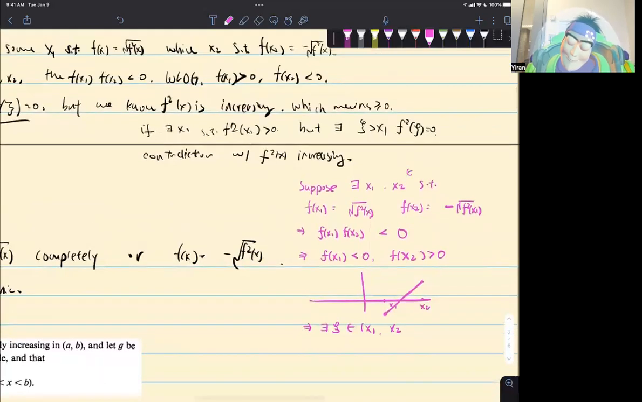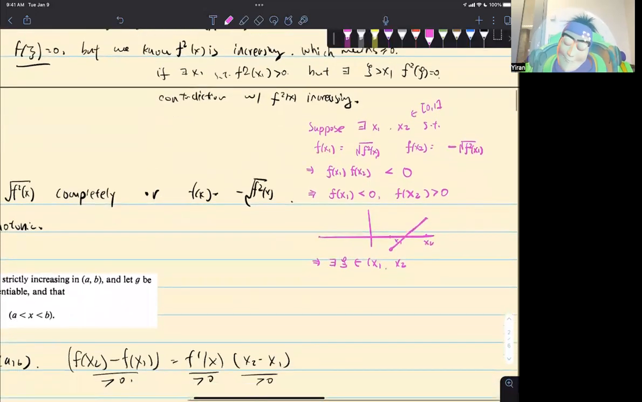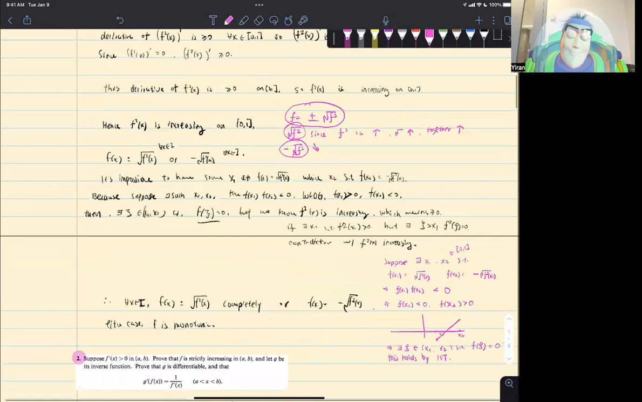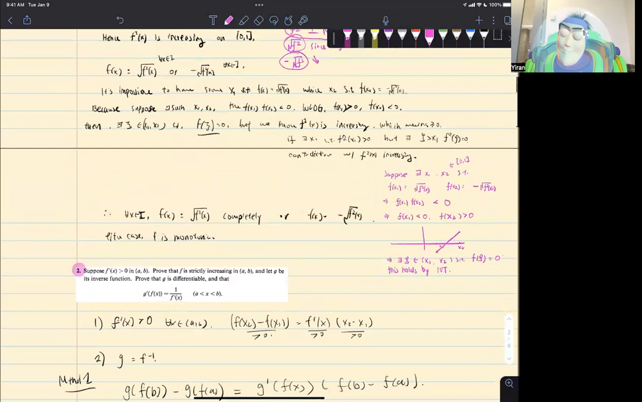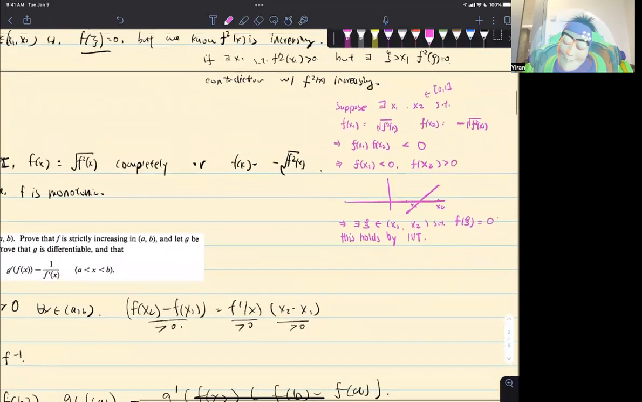Also, we need to specify that x1, x2 is actually selected from the domain of f, which is the closed interval [0, 1]. There exists c in (x1, x2) such that f(c) is equal to 0. And this holds by the intermediate value theorem because f is differentiable. Yeah, it is twice differentiable. Of course, it's differentiable, so f is continuous. Okay, so by the intermediate value theorem, we have that.